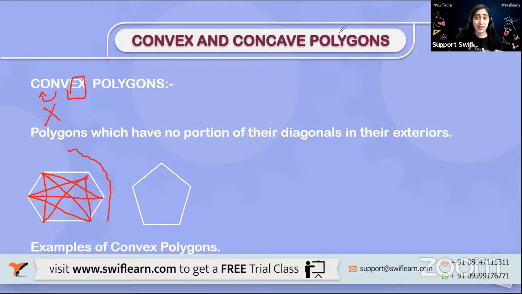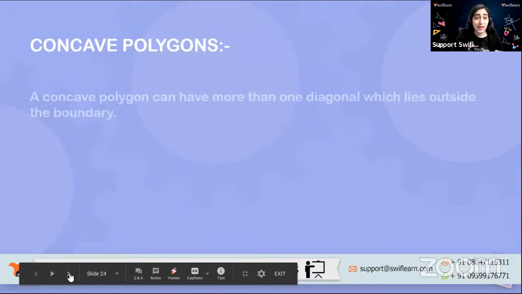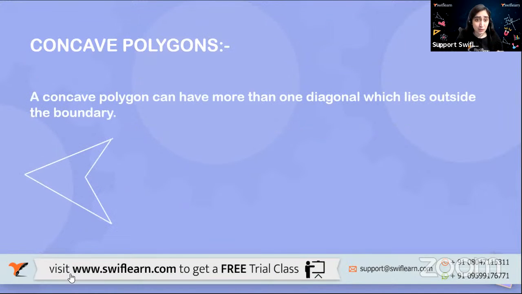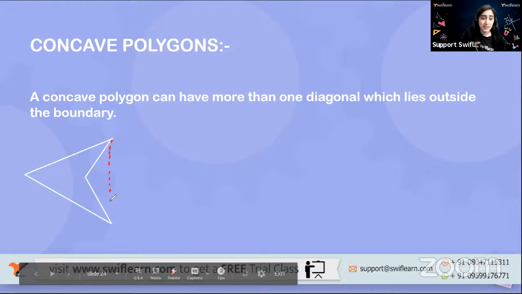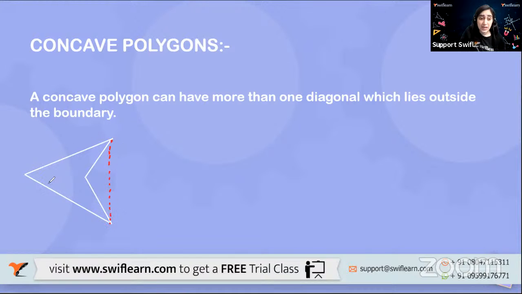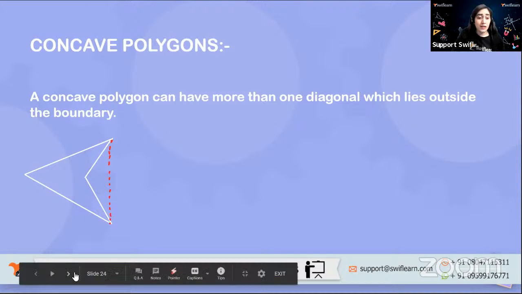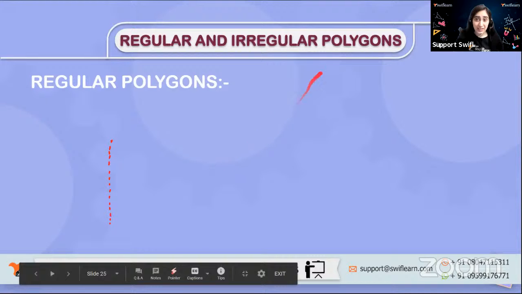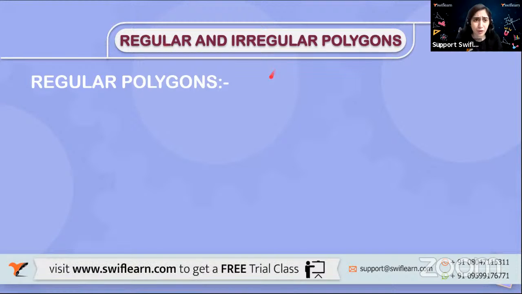Whereas when a diagonal can lie outside, it can come outside, we call it a concave polygon. See this figure in which we had drawn the diagonal like this, right? From this, we had drawn this diagonal. So this diagonal is outside the main figure that was given to us. We call it a concave polygon. It is an example of a concave polygon. Easy now? Clear? All right, let's move on to the next, regular and irregular polygons.